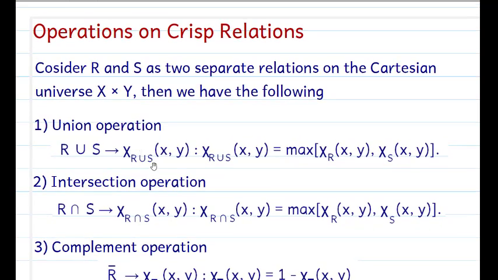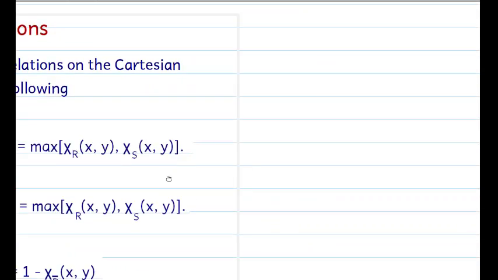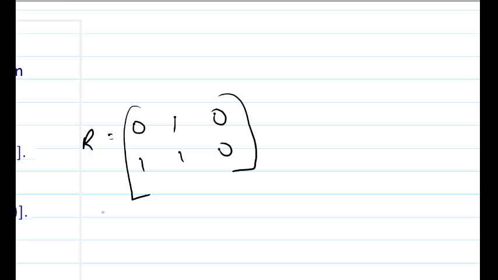Now what are the operations which can be performed on crisp relations? Suppose we have R and S, two separate relations on the Cartesian universe X by Y. When we take the union, it is similar to what we have done in the case of sets. We take the maximum of them. Let us take one example. Suppose we have R as a relation, given by this 0 1 0 1 1 0, and suppose S is another relation, given by this.